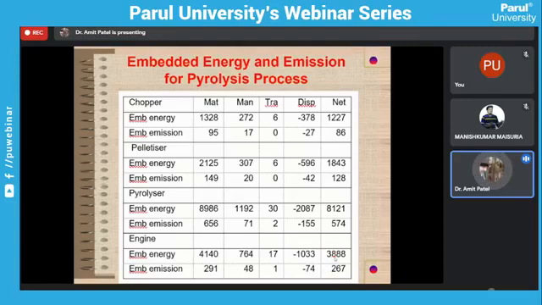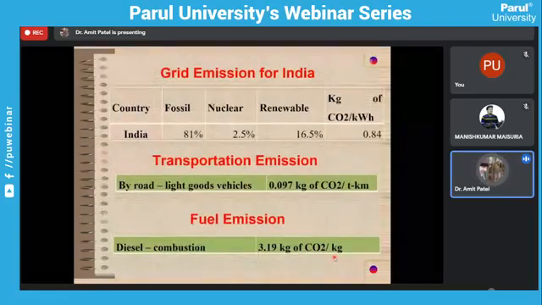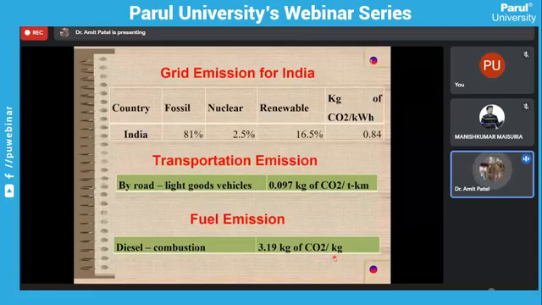After creating this, I will use it in my analysis. I am also discussing some different numbers. What are these numbers? There is something called grid emission. When I say I'm sitting in a room and running a fan, I cannot say I have not done any CO2 generation. Why? Because the electricity in India is coming from several different sources.